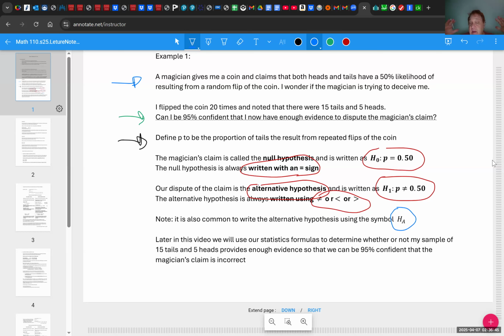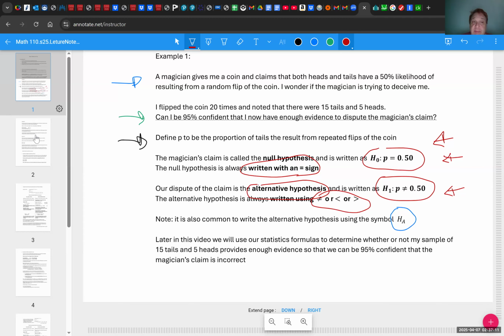So that's the background, that's the strategy for how a hypothesis test works. There's a claim, there's an alternative to the claim. First we define our variable. We write out our null hypothesis. We write out our alternative hypothesis. And then we do some math to see if we can be confident that we can reject the magician's claim.